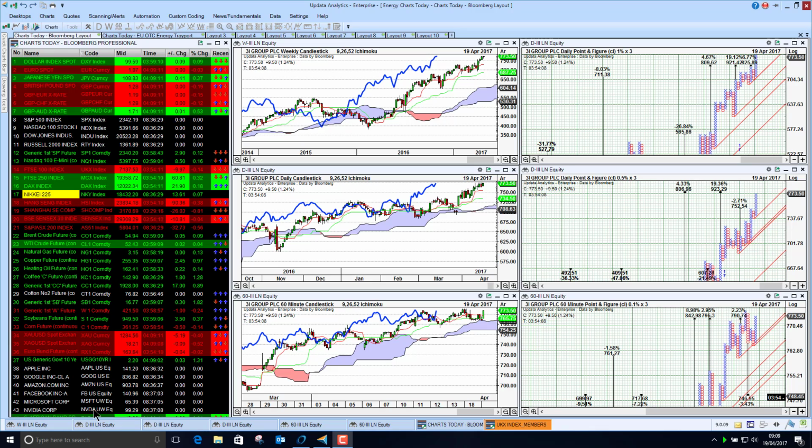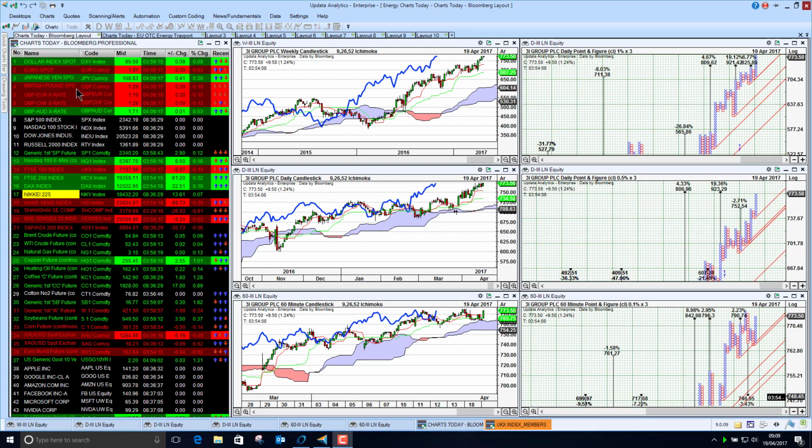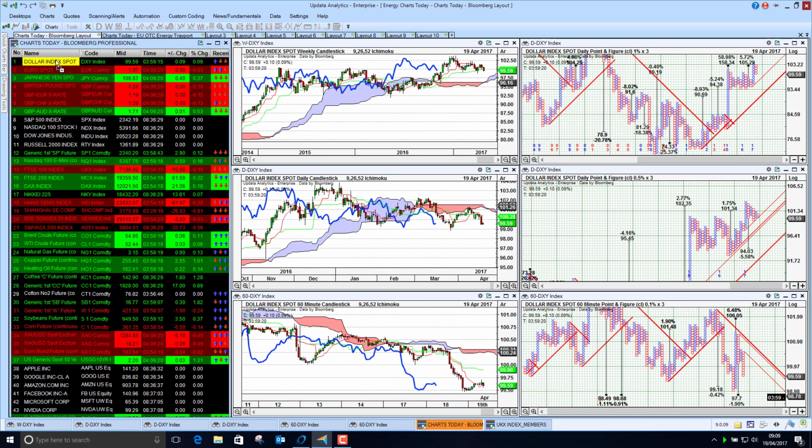And the big story yesterday was the announcement of the UK election. So we will also look at just what's happening in the FTSE 100 constituents. So we start with the dollar index.